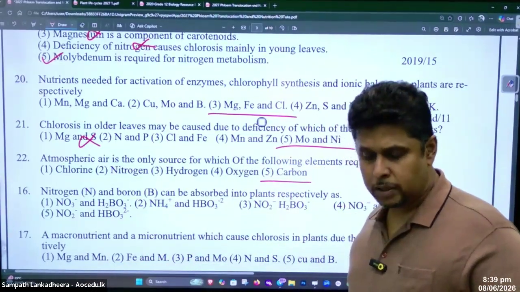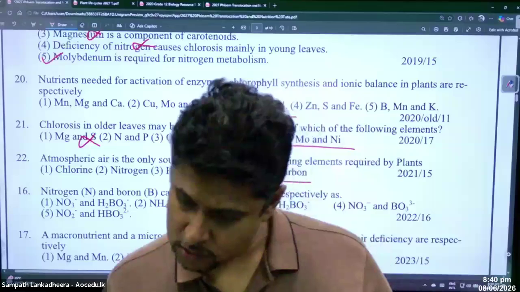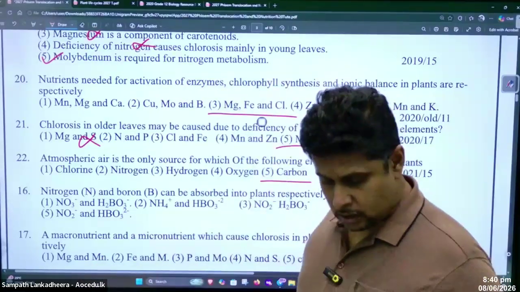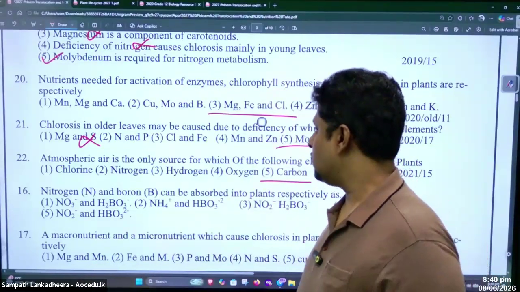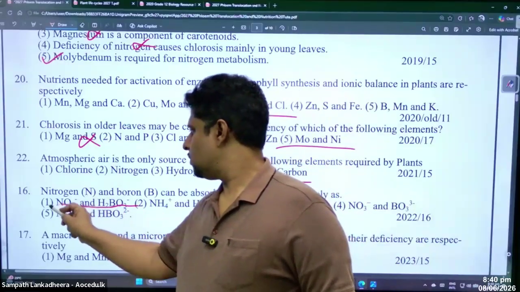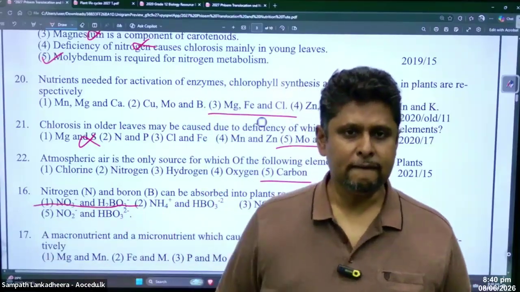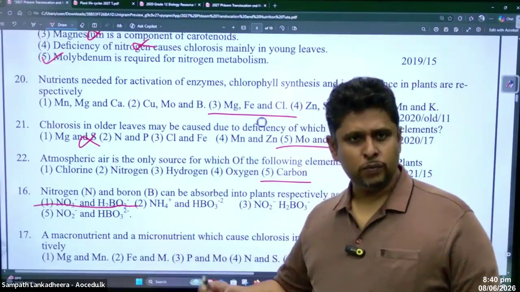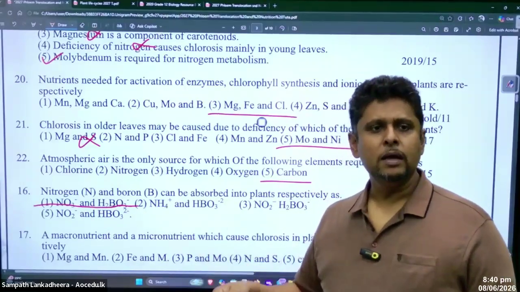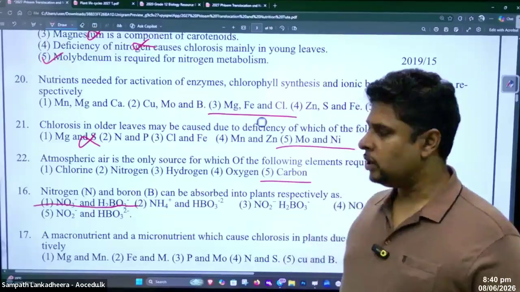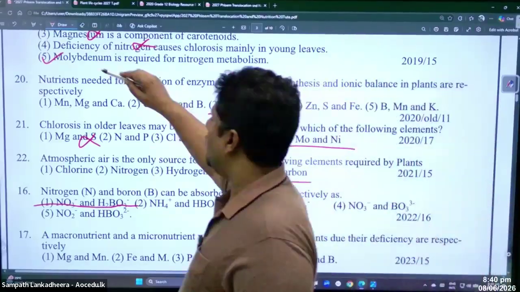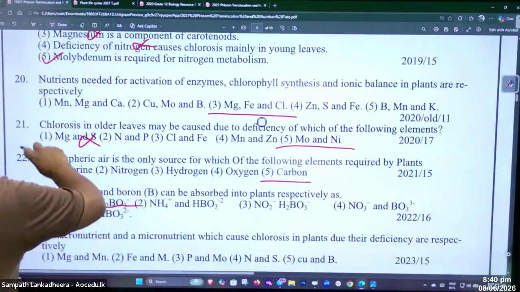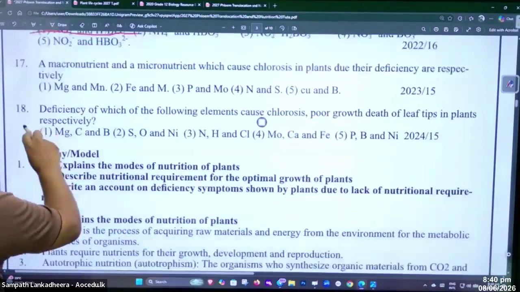Boron is absorbed as H2BO3 minus, so we'll take the first one. Nitrite, NO2, is not absorbed. Ammonium and nitrate forms are absorbed. Right, people, moving to the next set of questions.